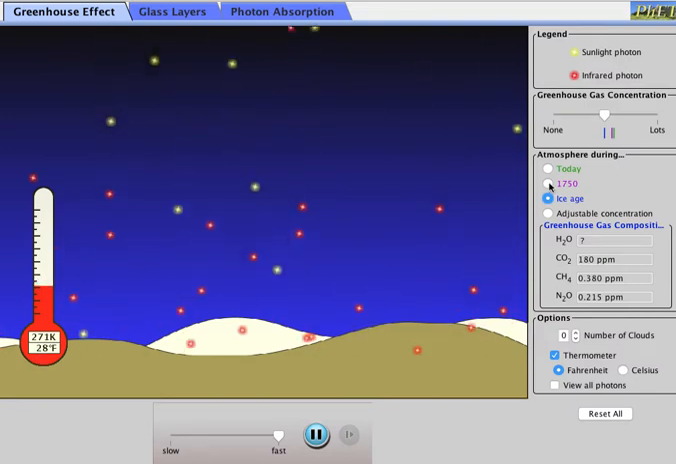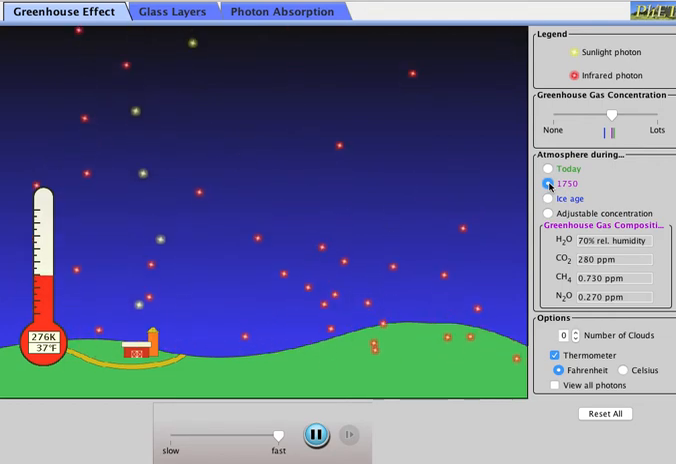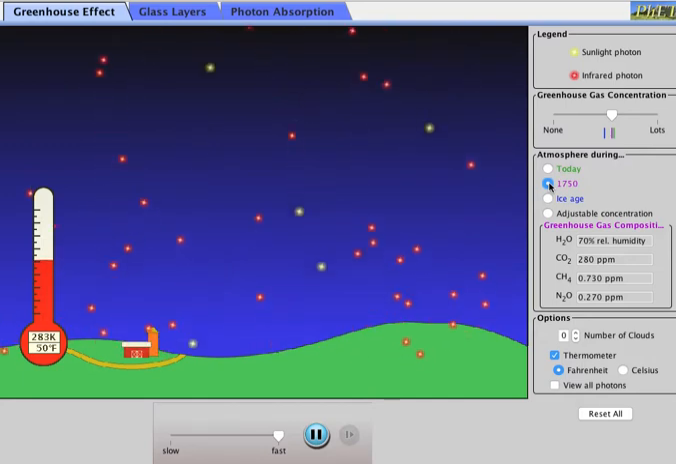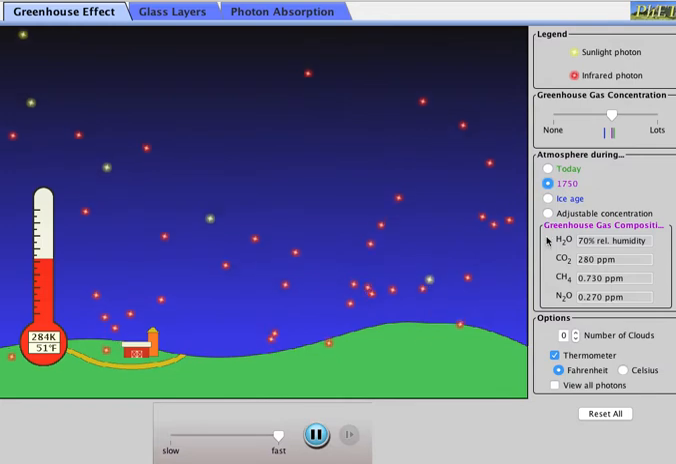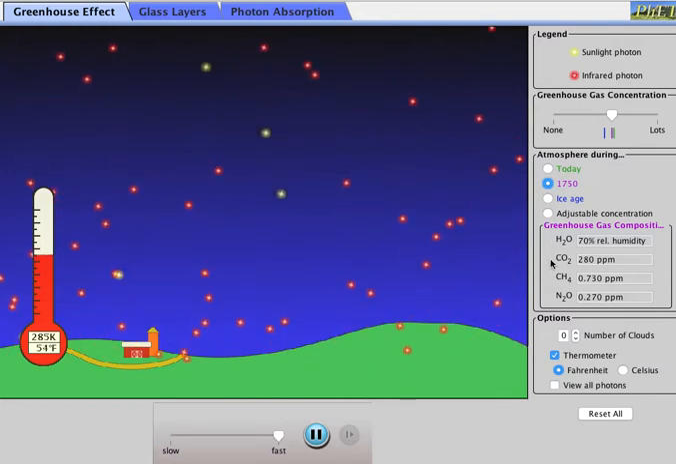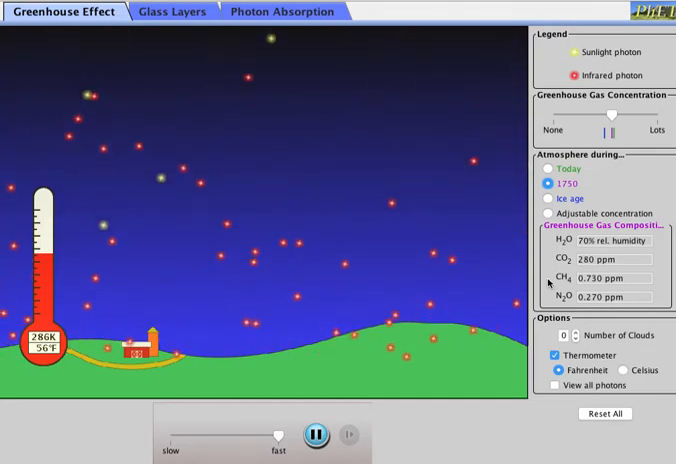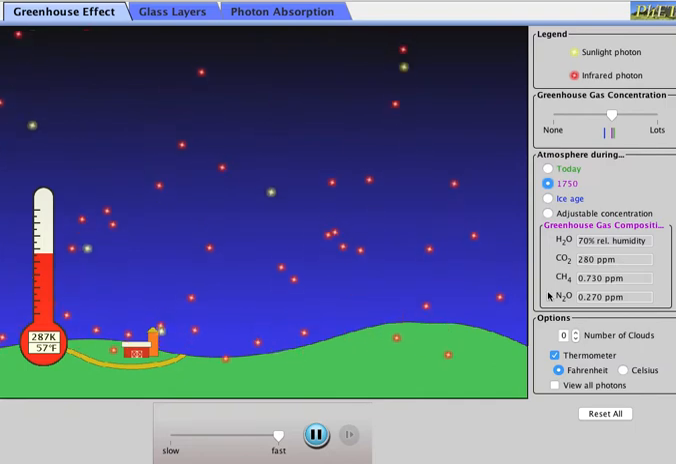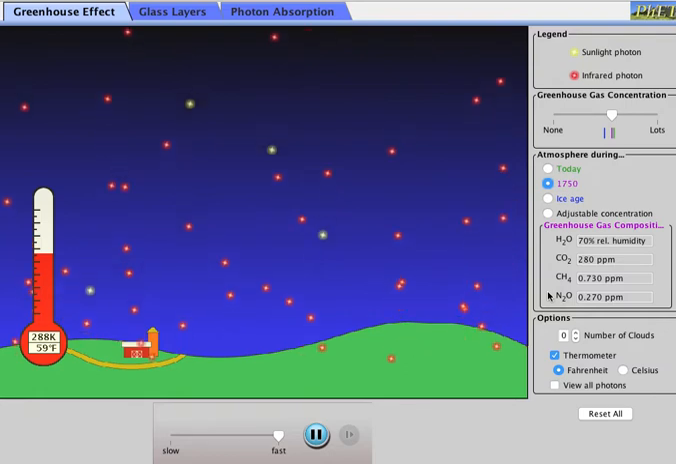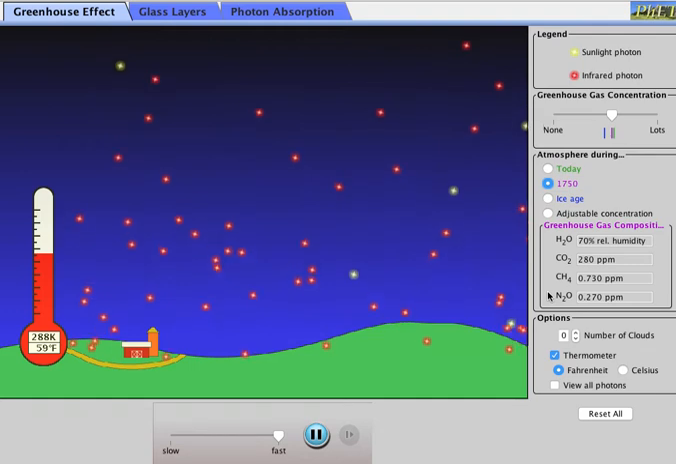Moving on to 1750. We have a little more information that's more direct, not from ice cores, about 1750. In 1750, we have water concentration of 70%, carbon dioxide of 280 parts per million, methane of 0.73 parts per million, N2O 0.27 parts per million. Our temperature is hovering in the high 50s, right around 59 degrees Fahrenheit.